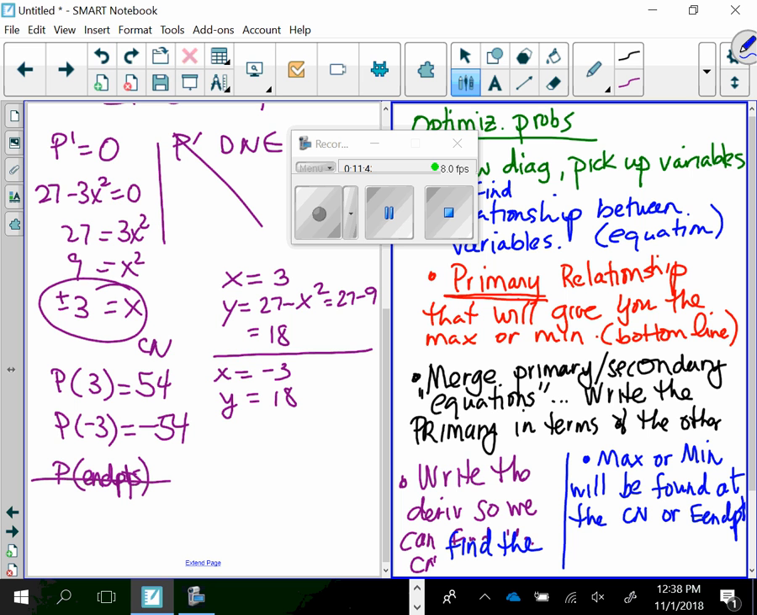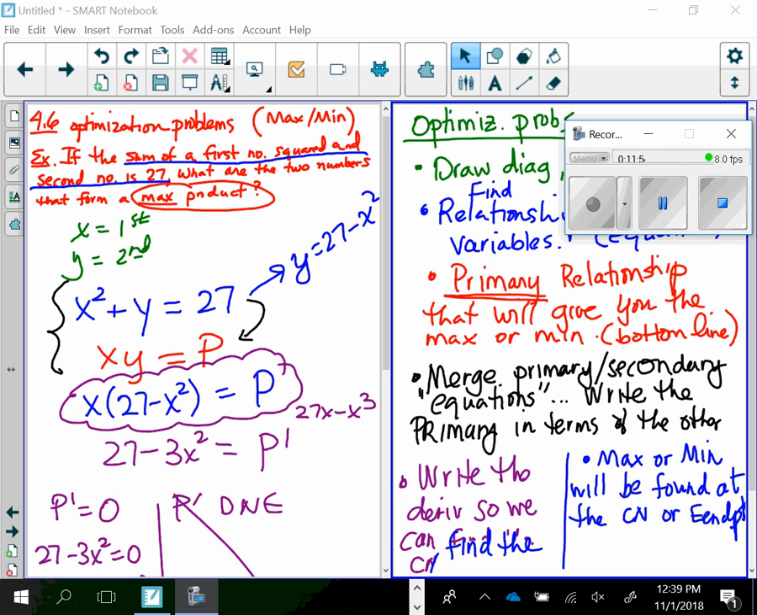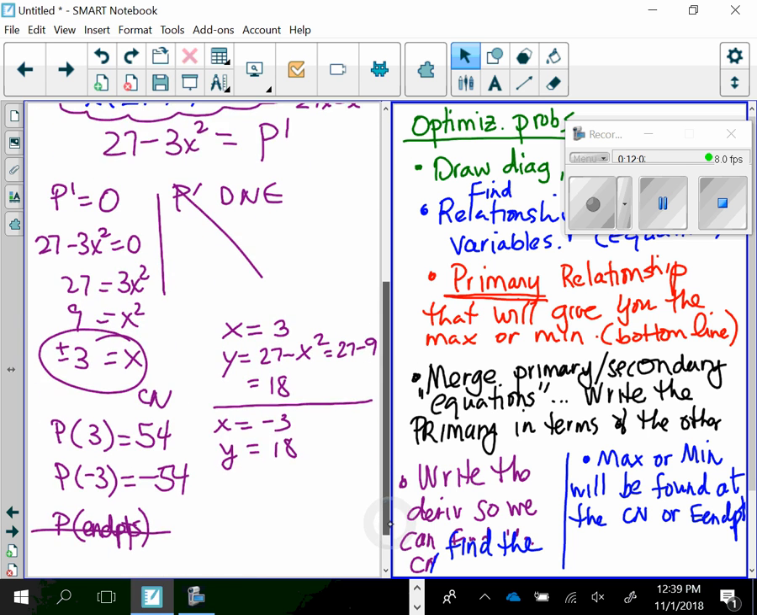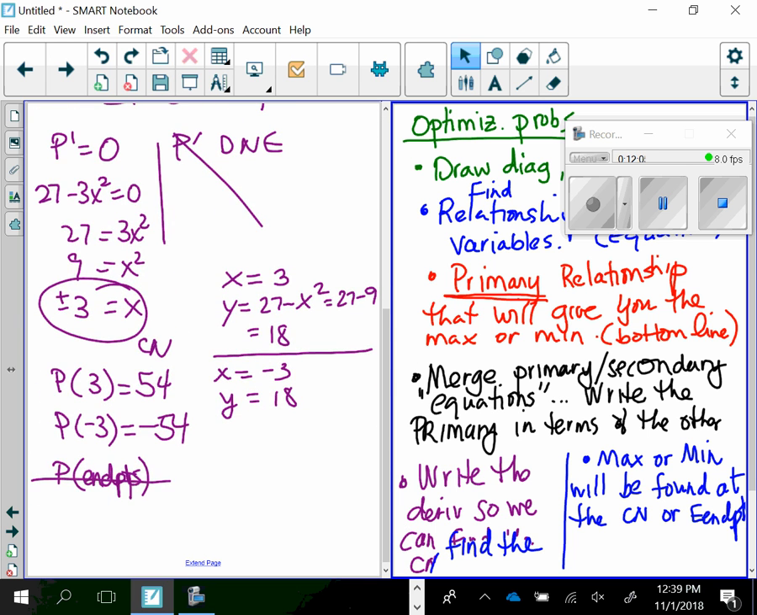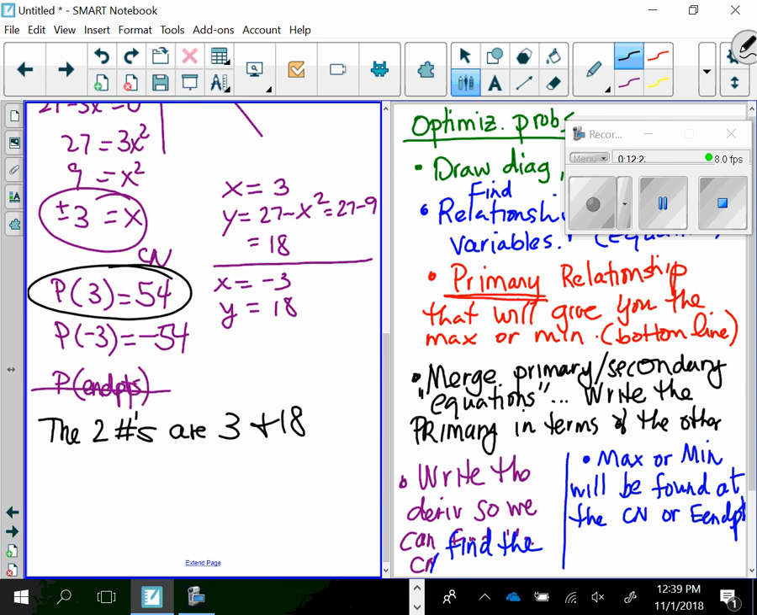All right, so let's make sure we answer the question. What are the two numbers that form a maximum product? You got two choices. Here are your products. Which one's the maximum product? Don't just circle. Answer the question. The two numbers are what? 3 and 18 that form the maximum product.